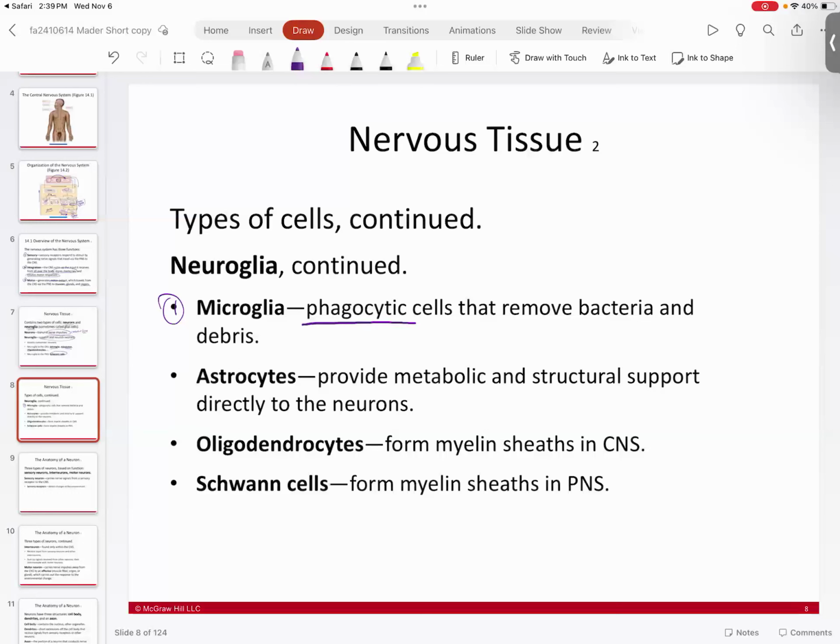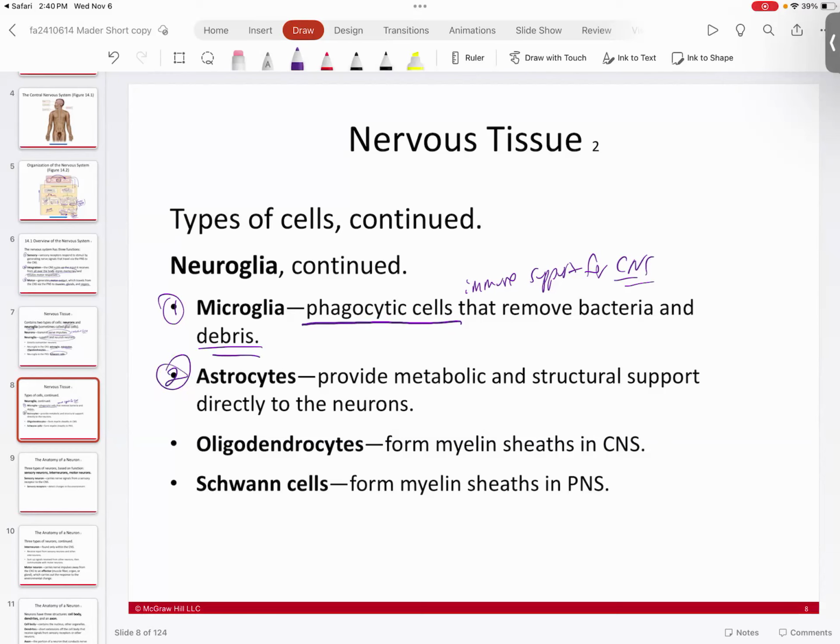When you take a look at the central nervous system, the microglia, which is our first stop, basically represent a group of cells that are phagocytic cells. So this is kind of like an immune support for the central nervous system. So its job is to remove bacteria and kill off bacteria, gobble it up and destroy it. Also to clean up any debris associated with injury or things of that nature.